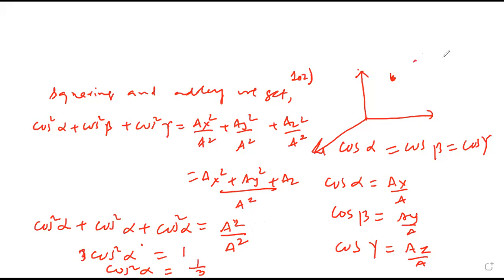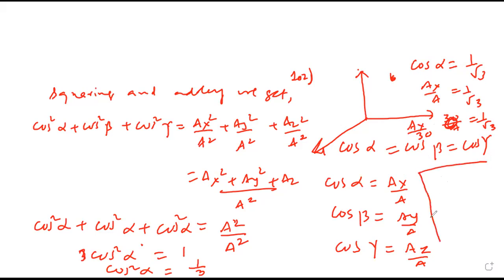So what will be cos alpha? 1 by root 3. So Ax upon A is 1 by root 3. How much is A given? 30. We want Ax, so Ax upon 30 is 1 by root 3. Solve it, then we'll get the answer. The angles are the same: cos alpha is the same as cos beta is the same as cos gamma.